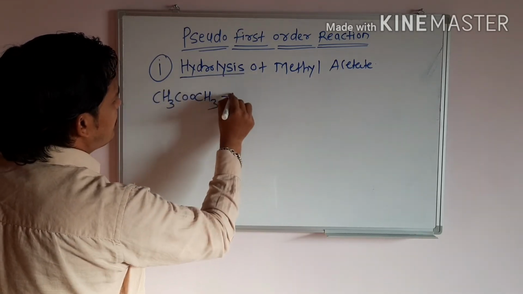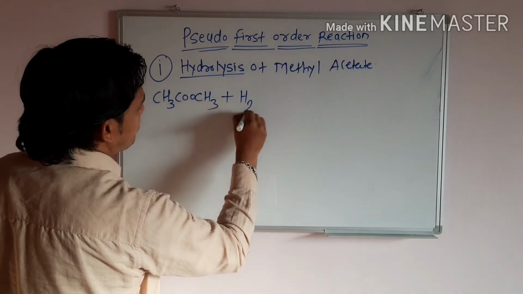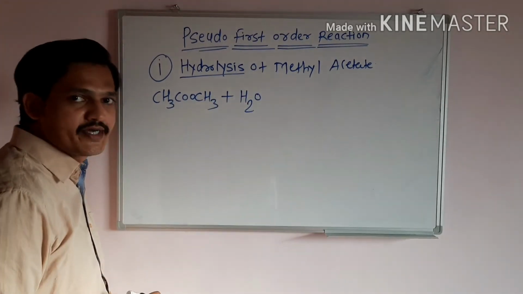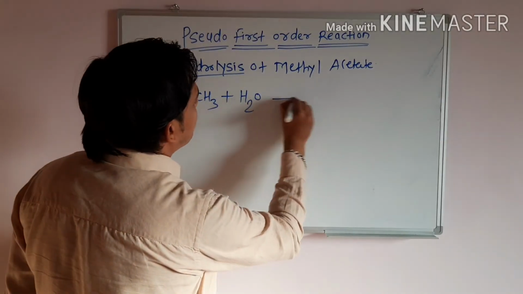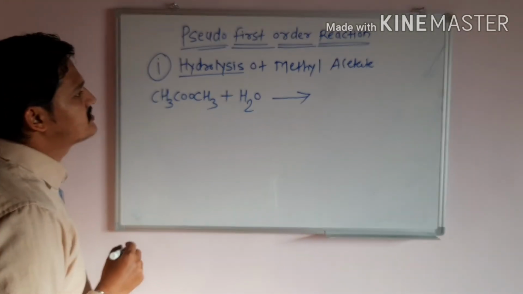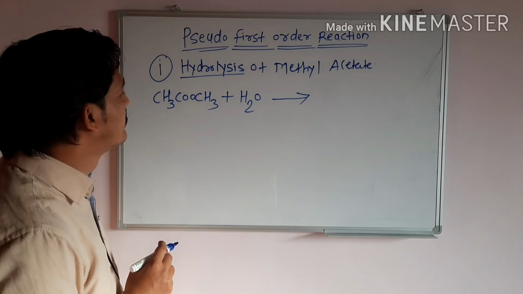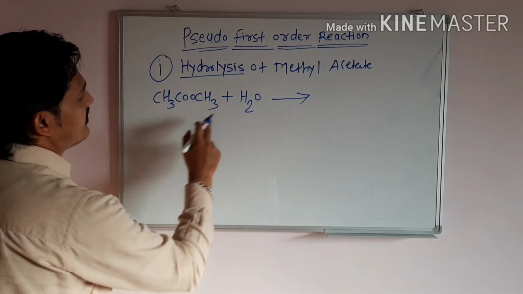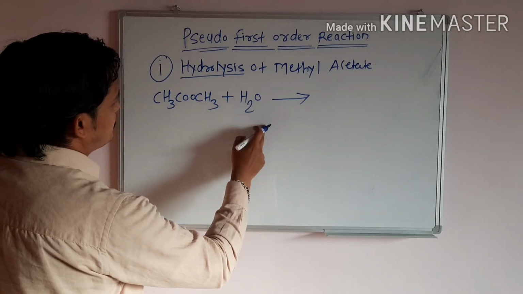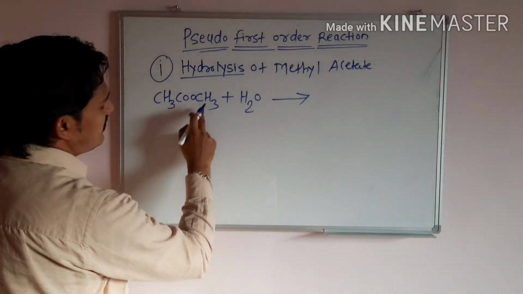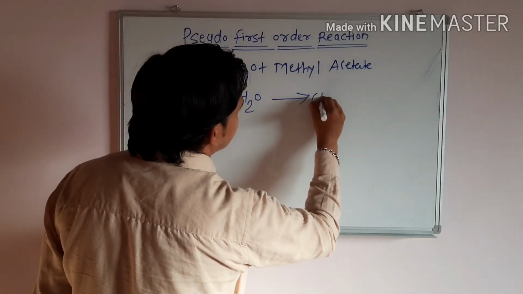Hydrolysis indicates addition of water. So what is the product for this reaction? You can tell me this is H and OH. So OH group attached to methyl group. That is CH3OH.